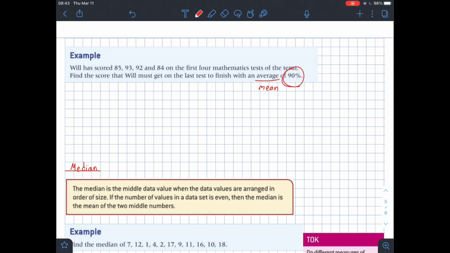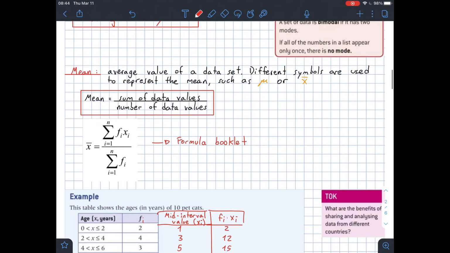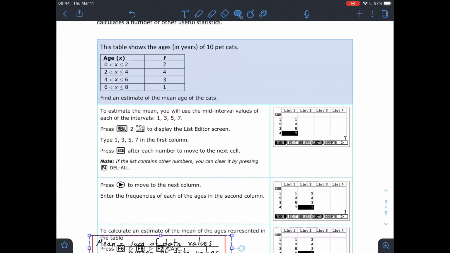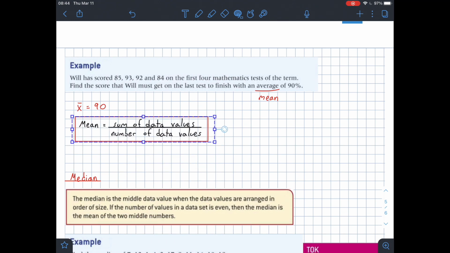So we're given the mean right now. We already know that the mean is equal to 90, right? So we need to find what score Will should get in the 5th test in order to get a mean of 90, right? So basically, the formula that we're going to be using is, let me bring this down, this one over here, right? The concept of a mean. We're going to be using this. So let's go down, and we're going to put it here.